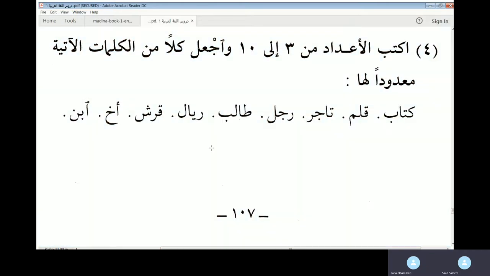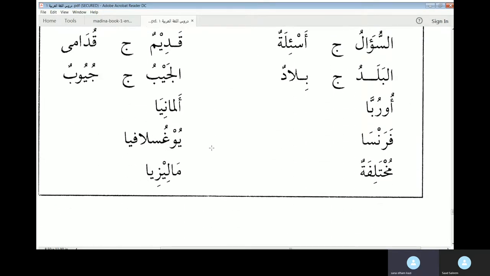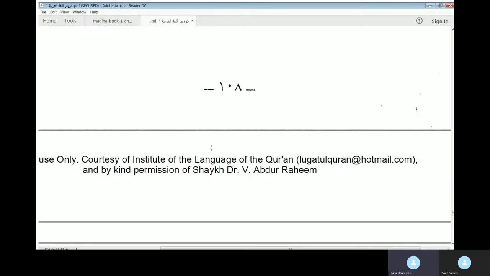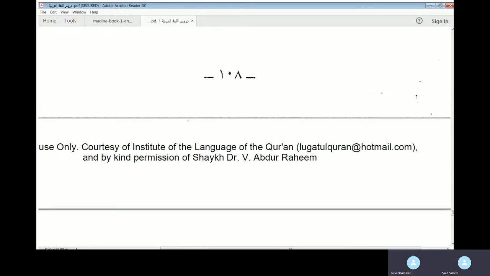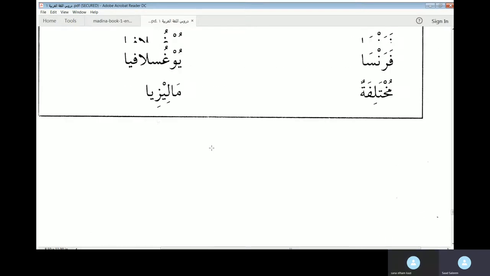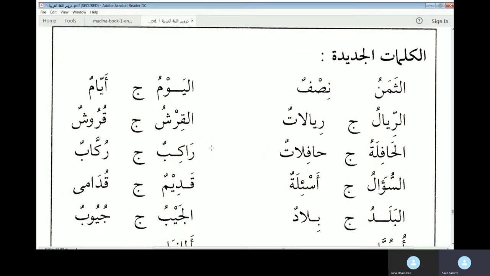Wahid, ithnan, thalatha, arba'a, khamsa, sitta, sab'a, thamaniya, tis'a and ashara. Remember that counting from 3 to 10 has ta marbuta at the end. This is a very important rule: thalathatu, arba'atu, khamsatu, sittatu. You need to memorize this rule. And for wahid and ithnan, we don't have ta marbuta.